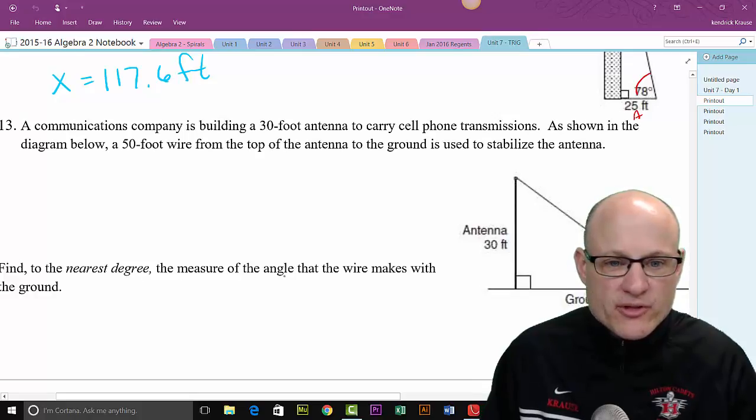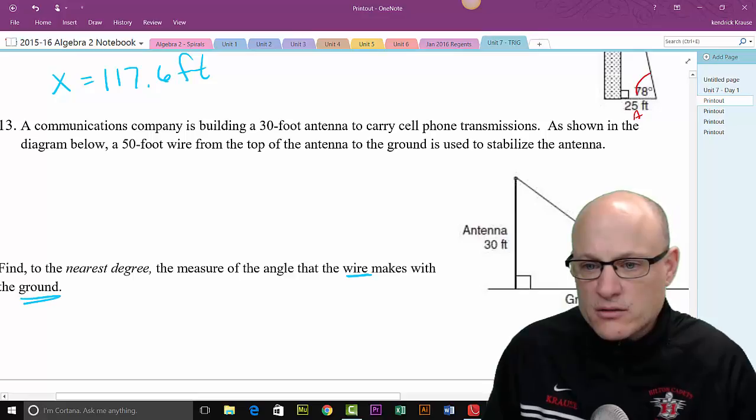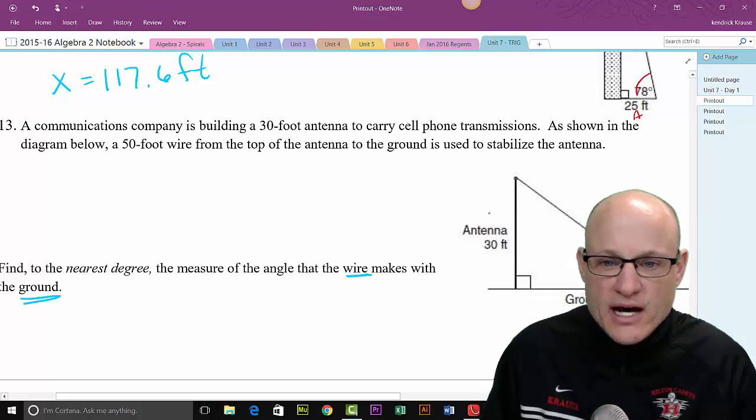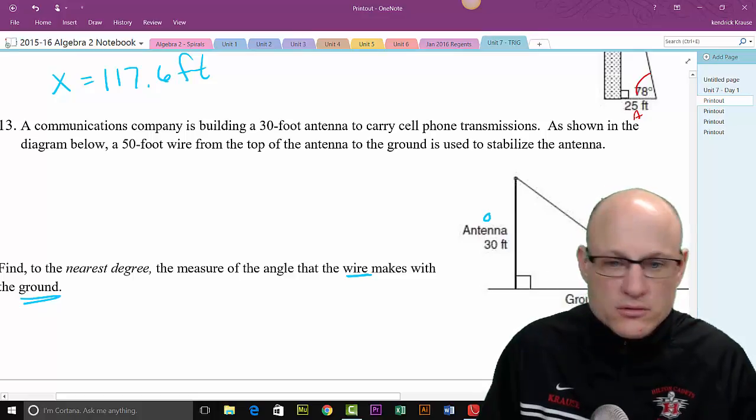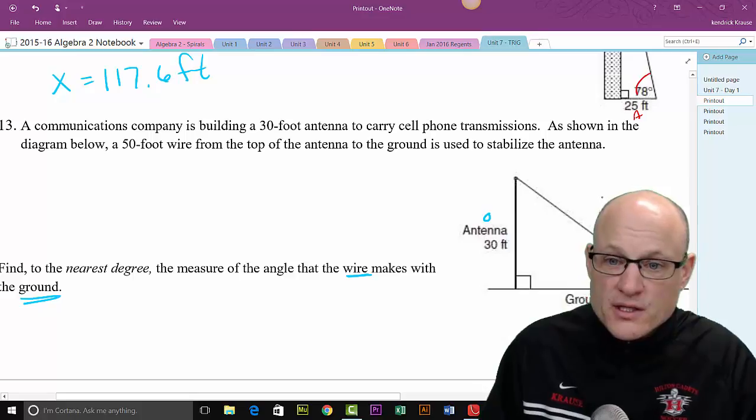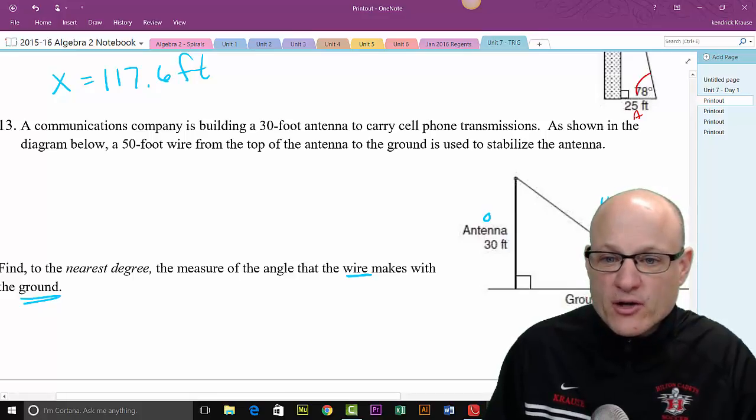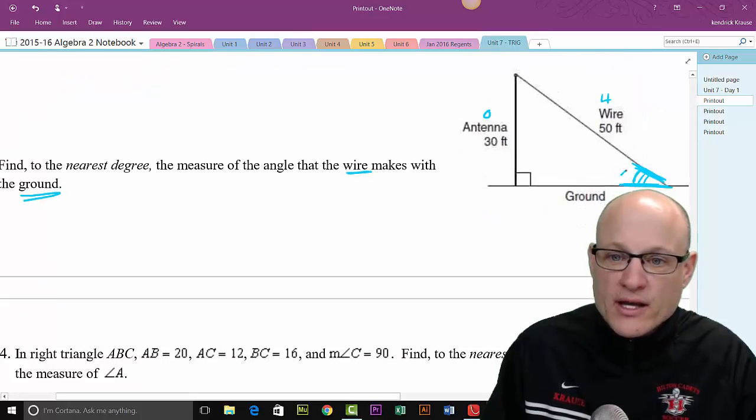Find the nearest degree to measure the angle of the wire with the ground. So wire, highlight it, ground, highlight it. We need to find this. So that's opposite over hypotenuse. I didn't use cosine today at all. That's weird. We'll call this x.